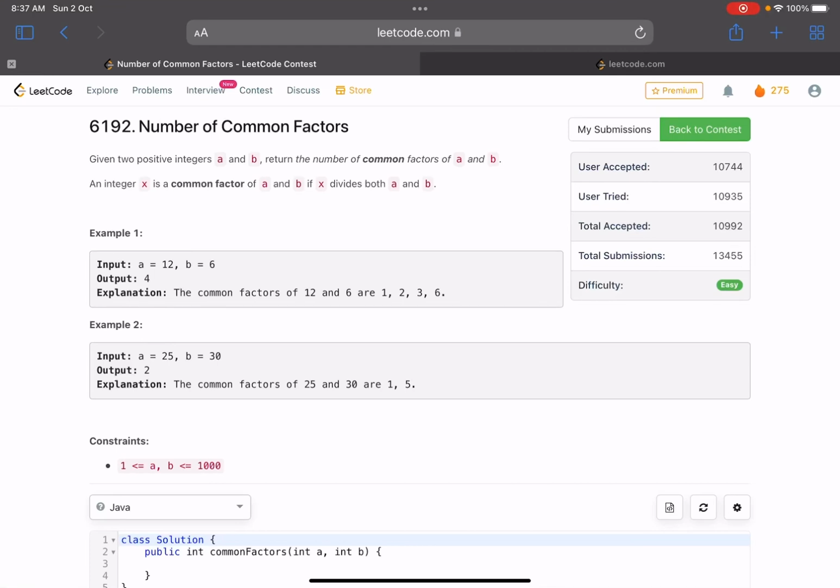So in this video we'll discuss the first problem of Leetcode Weekly Contest 313. It's an easy level problem, relatively easier than the other problems that you get.